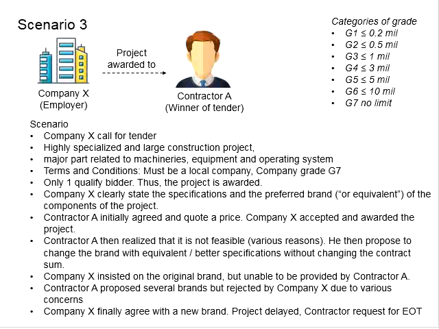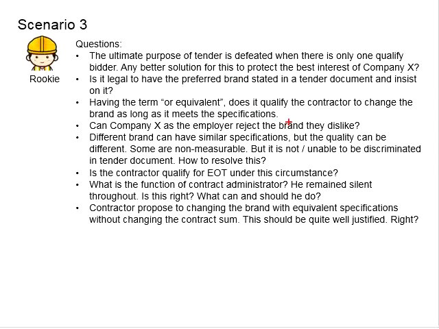So does this "or equivalent" qualify the contractor to change the brand as long as it meets the specifications? And is it justifiable for the contractor to change the brand, let's say with equivalent specifications, without changing the contract sum? As we have mentioned, the initial preferred brand is the number one in the market. The other brand, most likely, will be cheaper. Next, can Company X as the employer reject the brand they dislike? Especially in this scenario, the project is now running. Contractor A initially promised to supply the preferred brand, but now cannot deliver. Can Company X reject that? Can this be considered a breach of contract by Contractor A?